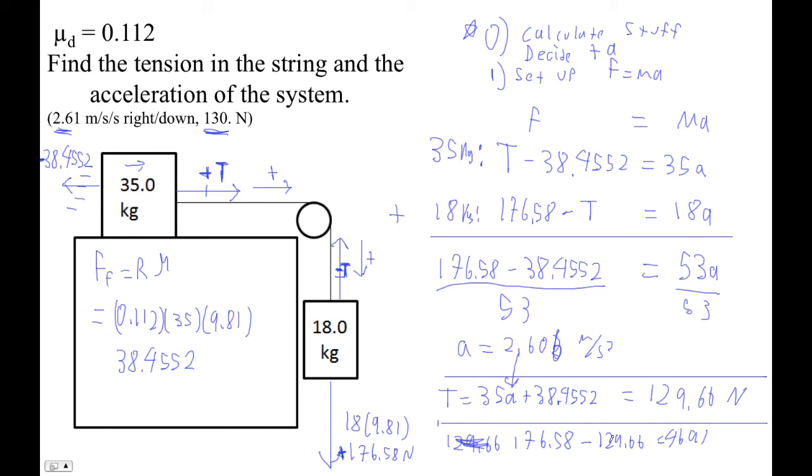Okay, and then that should equal 18 times A. So 18 times 2.606. And that equals 46.9. Right? So plug in this value of T into that equation, plug in this value of A into that side there, right? And these guys should be equal. And indeed, I get the same number, right? So that's a way to check it.